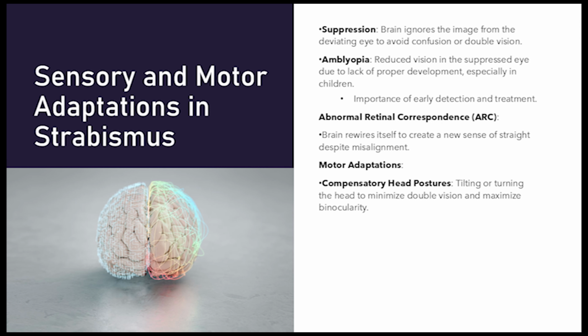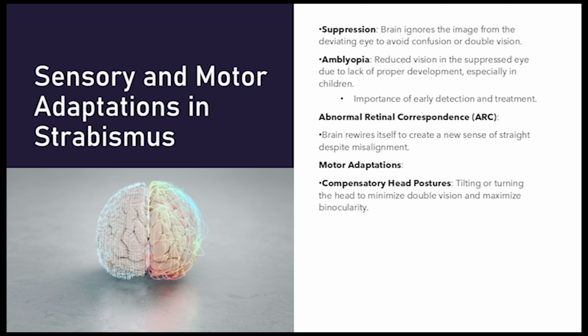But what happens when things aren't working so perfectly? Like with strabismus, where the eyes are misaligned. How does our brain handle that mismatch? That's where those sensory adaptations come in. Suppression is one way the brain copes. It basically ignores the image from the deviating eye to avoid confusion or double vision. But if that happens all the time, especially in kids, it can lead to amblyopia. Right, where the vision in that suppressed eye doesn't develop properly. Early detection and treatment of strabismus is so important.